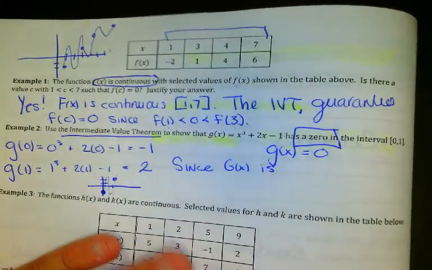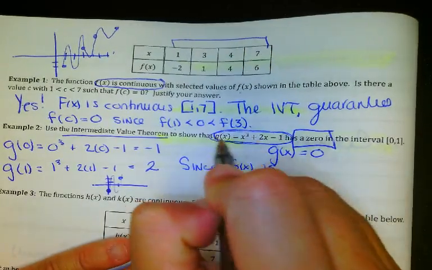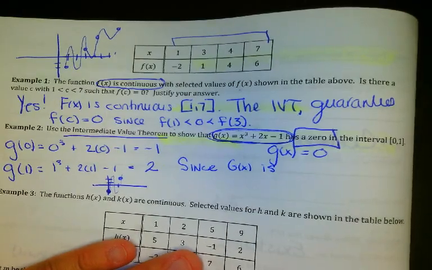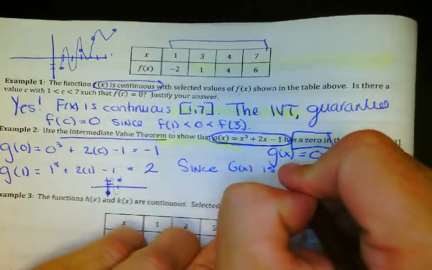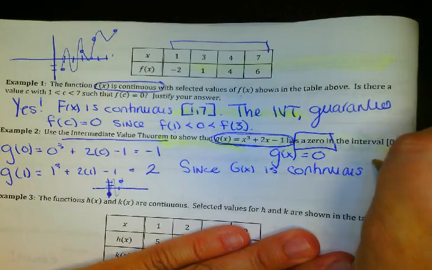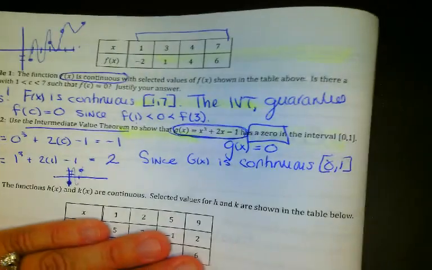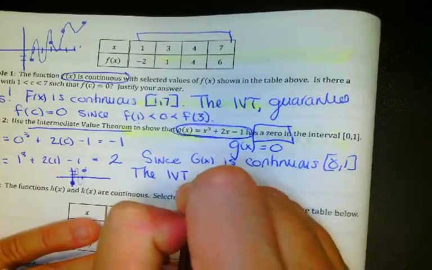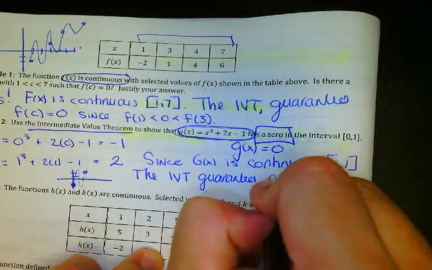Okay, so we're going to have to say since g of x is, now how do I know it's continuous? What type of function is this? It's not a piecewise function. We'll just call them polynomials. All polynomials are continuous. So since g of x is continuous, and again, we got to state the interval, on the closed interval 0 to 1, then we just use the same statement. The IVT, intermediate value theorem, guarantees g of x will equal 0.